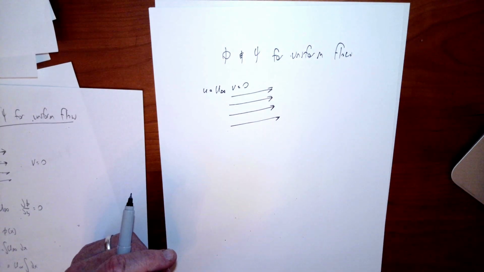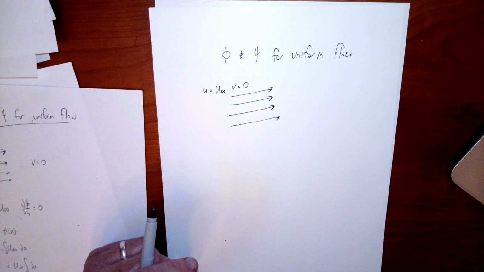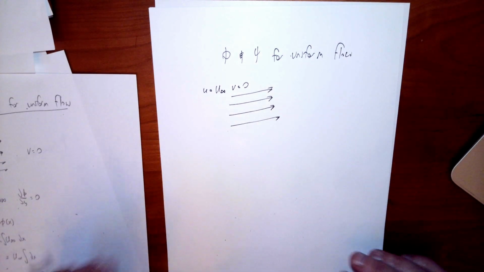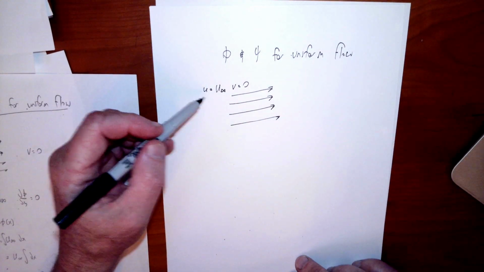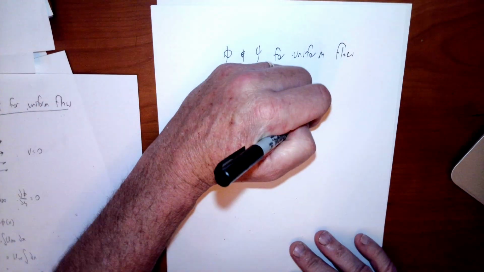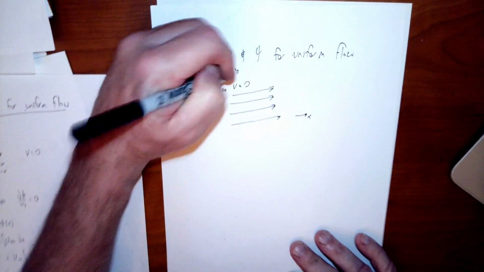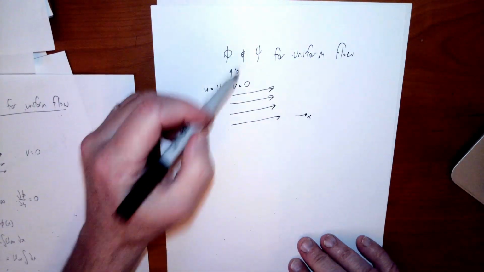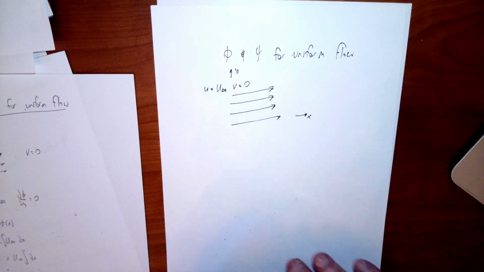So we're going to just look at the simplest possible flow, uniform flow. So for uniform flow, here's what this looks like. U equals U infinity, V equals 0. Here's your X, here's your Y. And let's figure out what potential function and psi would look like for that flow at least.